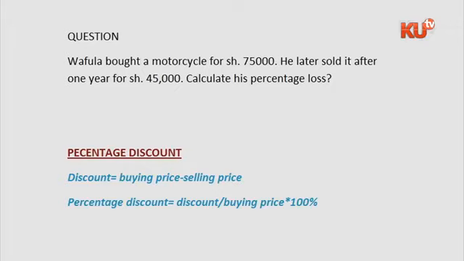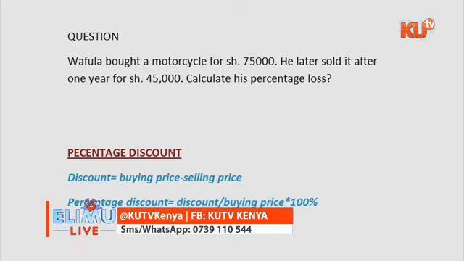Wafula bought a motorcycle for 75,000 shillings. He later sold it after 1 year for 45,000 shillings. Calculate his percentage loss. So let's work it out together. So we identify the important things in the question.